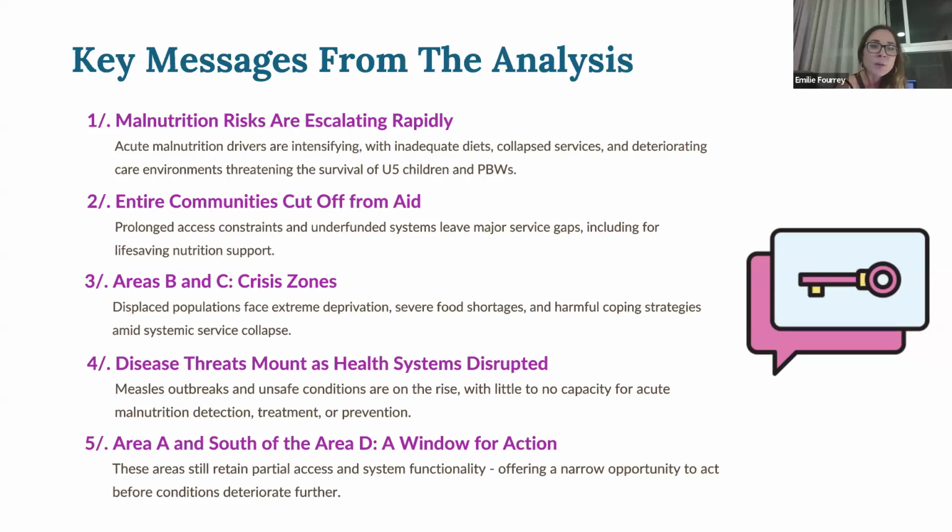Additionally, there is clearly a disruption of access to health systems and health services. There is a clear threat of measles outbreaks with unsafe conditions and little or no capacity for acute malnutrition detection, treatment, or prevention. On the more positive side of those findings, though, there is still a window for action, as there is still partial access and system functionality in the zone that we conducted the analysis in. Next, please.